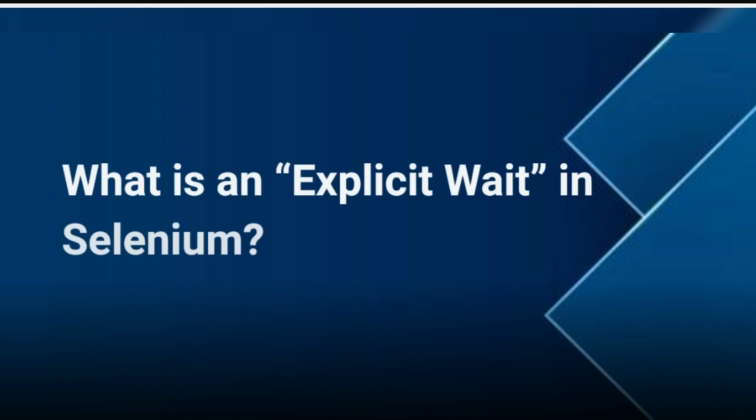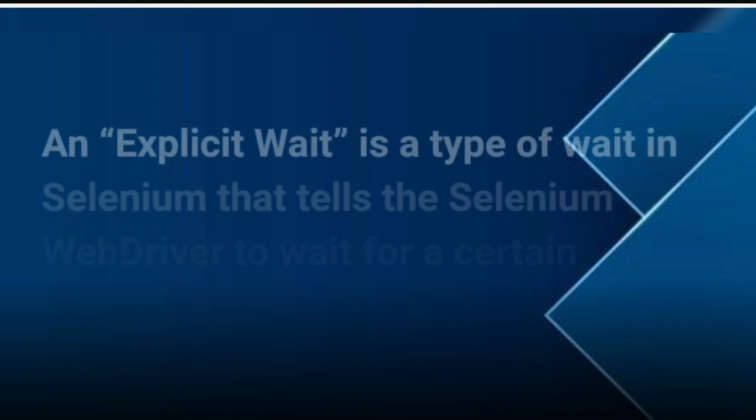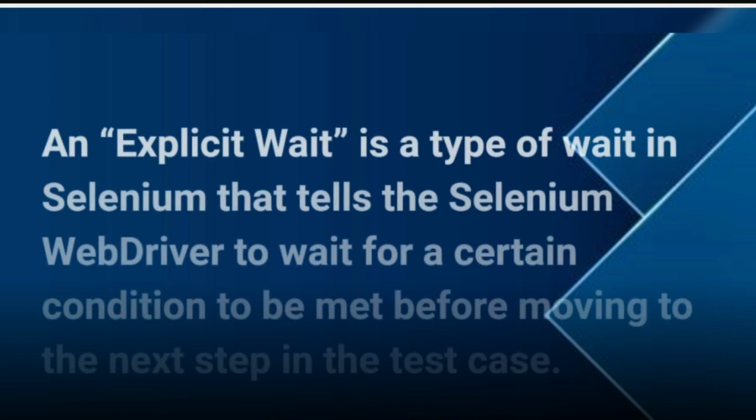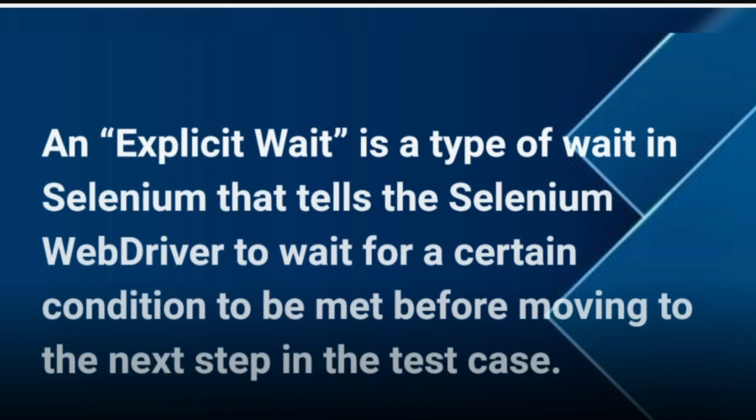What is an explicit wait in Selenium? An explicit wait is a type of wait in Selenium that tells the Selenium WebDriver to wait for a certain condition to be met before moving to the next step in the test case.